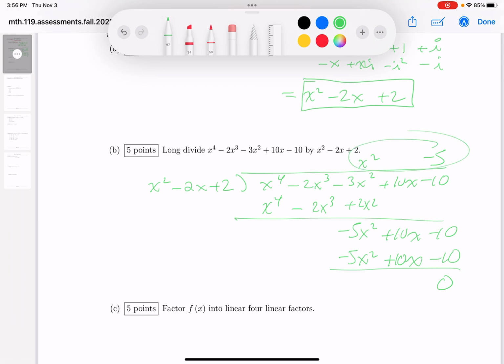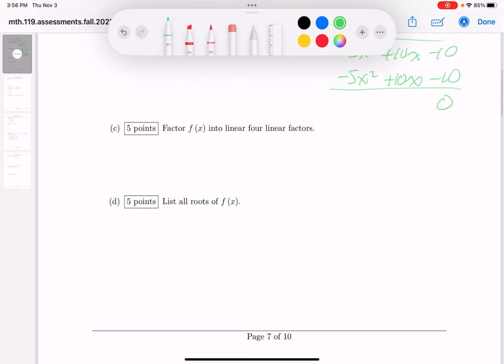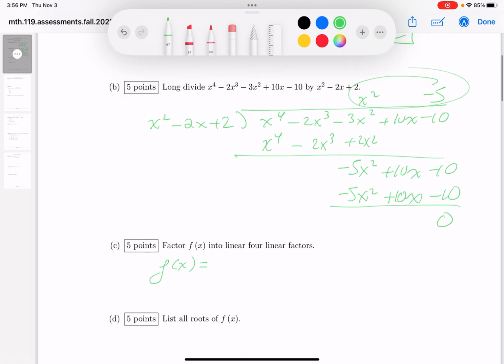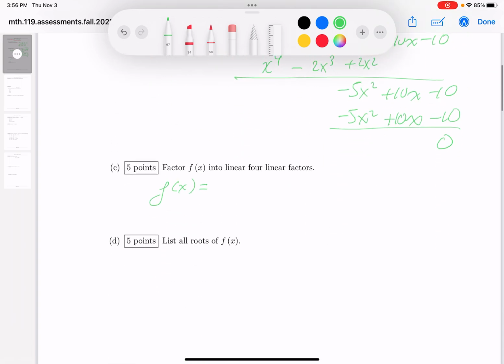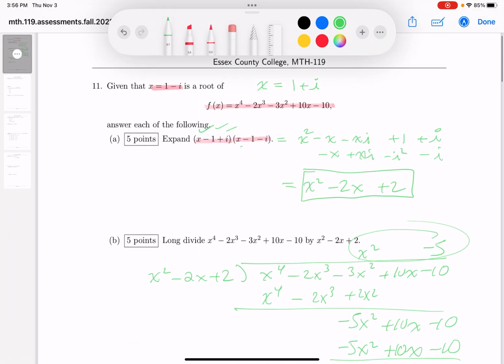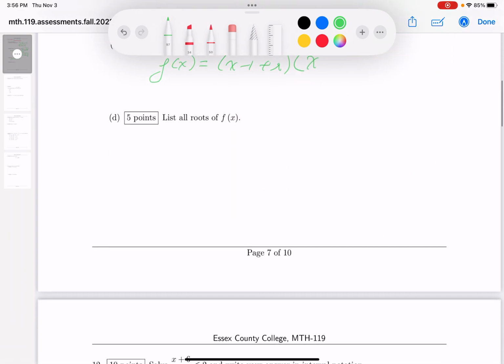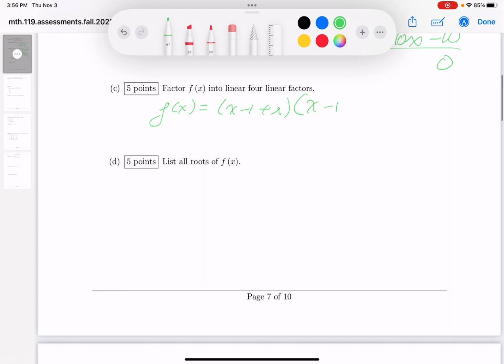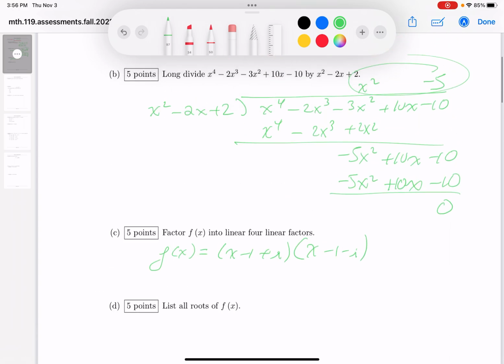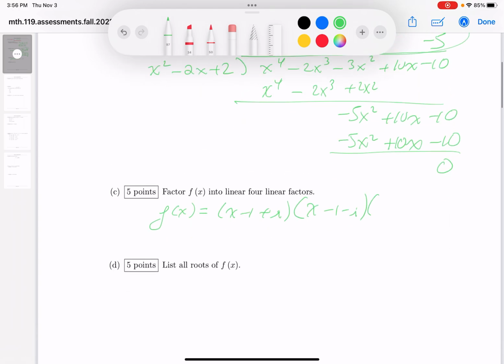That's the long division. They want to factor the polynomial into 4 linear factors. We already know 2 of the factors. What are those 2 factors? Just to remind you, x minus 1 plus i. The other factor is x, and just to remind you, it's right over here, minus 1 minus i. And the other factor is x squared minus 5, which into linear factors would be x plus root 5, x minus root 5. That's a factorization now.